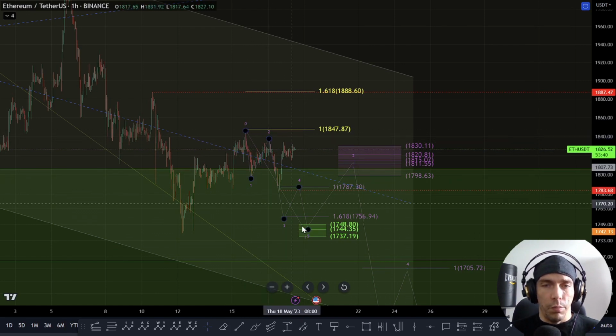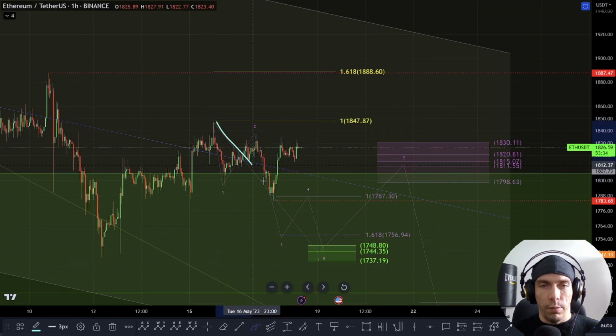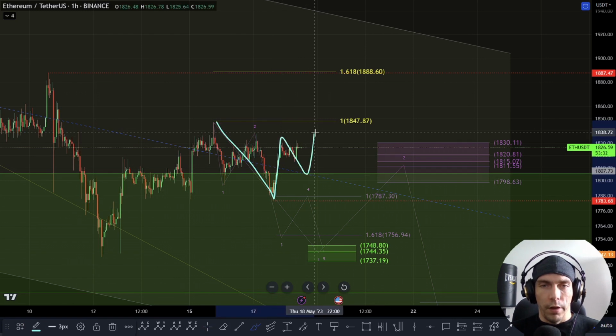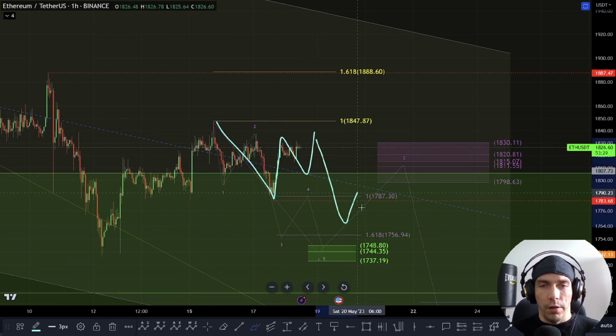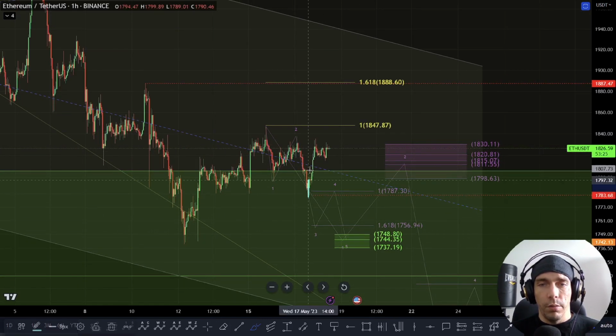Now, if we do reject, and I was looking at the possibility that within this area we could actually break down. Now we haven't broken down in the way that I was looking for. It is still possible that this could actually become 1. We get something like this for wave 2, and then we break down in a diagonal, but this is not looking that likely at this point, particularly with this 5-wave move to the upside. Although technically speaking, we haven't broken this 1837.